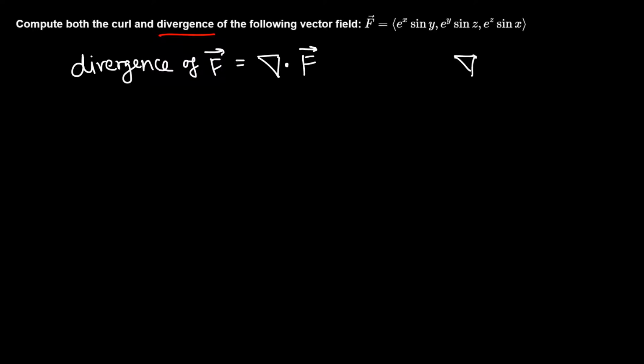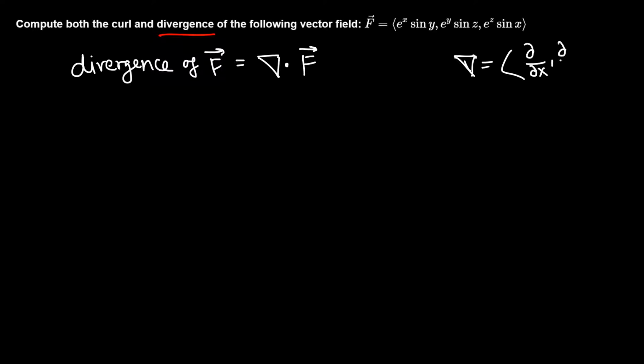Compute both the curl and divergence of the following vector field. So we have a three-dimensional vector field. Let me first find the divergence. That is just the dot product of this del operator with this vector F.